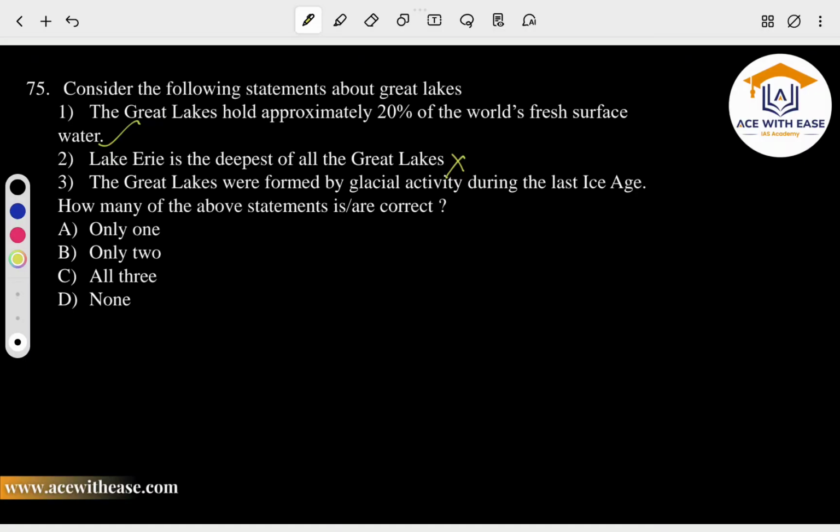Now Lake Erie is not the deepest, but it is actually the shallowest lake of the Great Lakes, whereas Lake Superior is the deepest lake. So second statement is wrong. Third, the lakes were formed by glacier activity during the last ice age. Yes, that's why we have a large amount of fresh water that is trapped. So here the option is only 2 is the correct option.